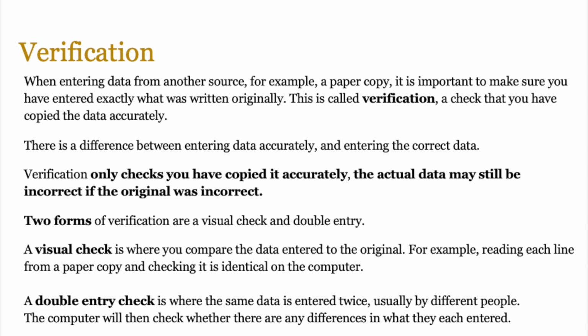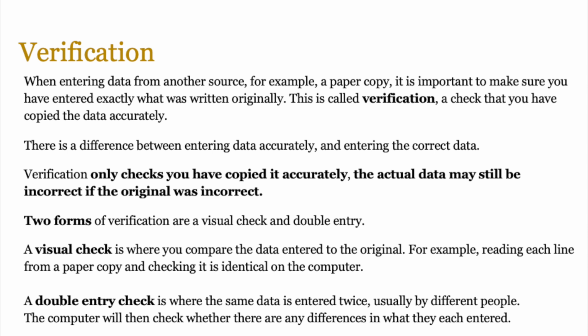Now, there are normally two forms of verification that you need to be aware of, a visual check and a double entry. A visual check is where you compare the data entered to the original. For example, reading each line from a paper copy and checking if it is identical on the computer as it is on the piece of paper.